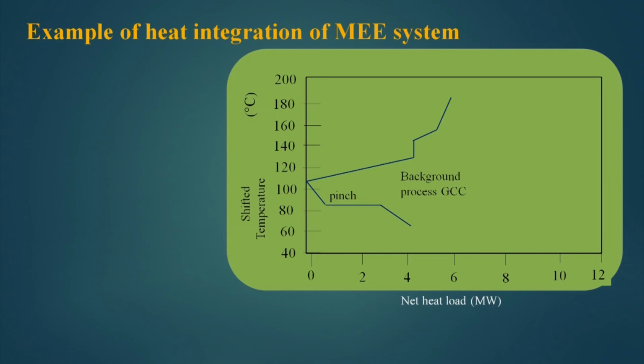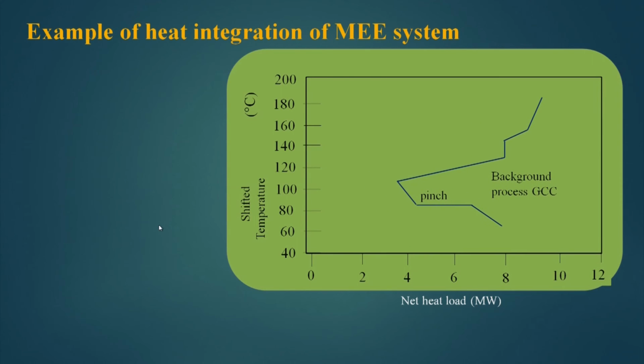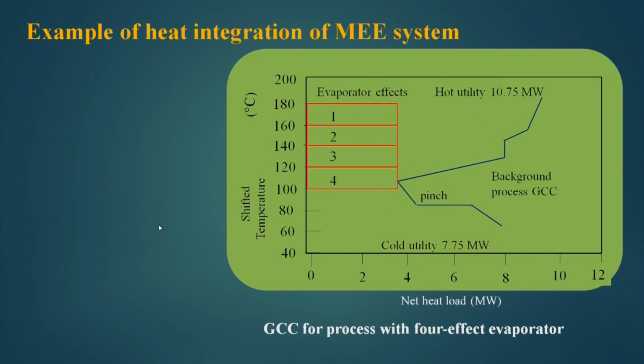Now, let us take an example of the heat integration of an MEE system. So, first my GCC, this is my background process or GCC, this is the pinch. Now, I have a 4 effect evaporation system. Now, the hot utility requirement of the GCC is 10.75 megawatt, and what I see here is that this sort of integration is not helping me much.